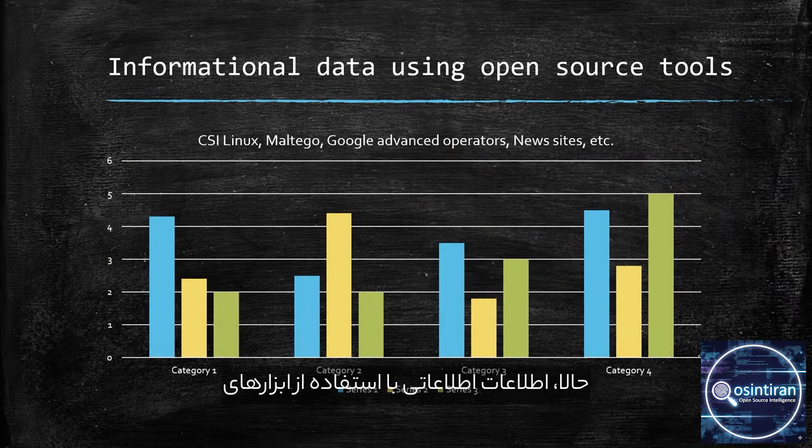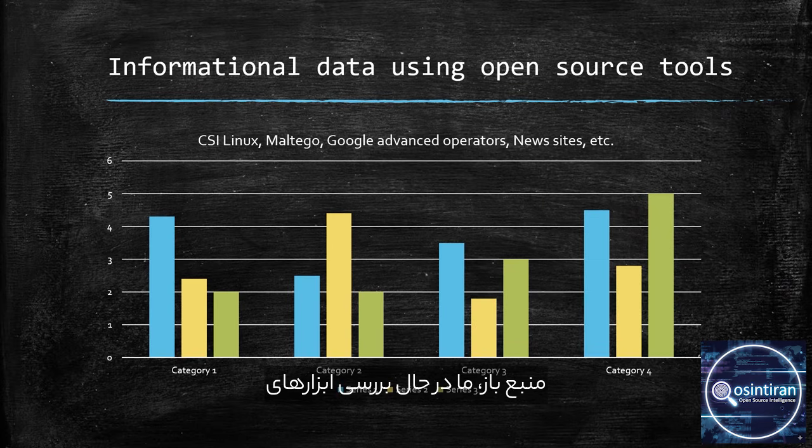Now, as for informational data using open source tools, there's a lot of different tools out there for using OSINT. Things like CSI Linux, Maltego, Google Advanced Operators, news sites, etc. And we're going to be taking a look at all these different tools and how to use them, when to use them.